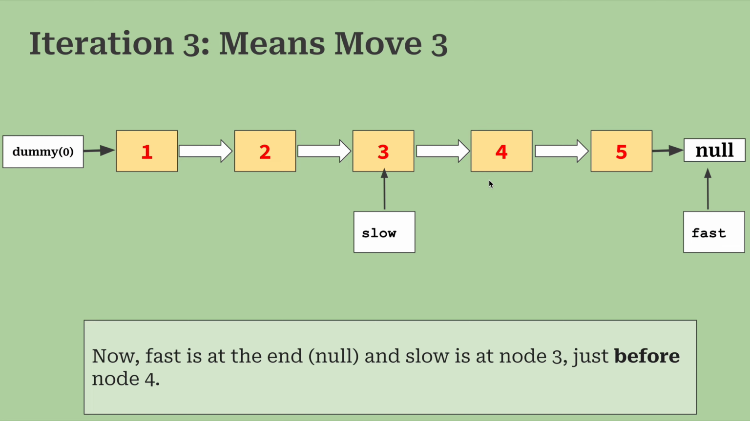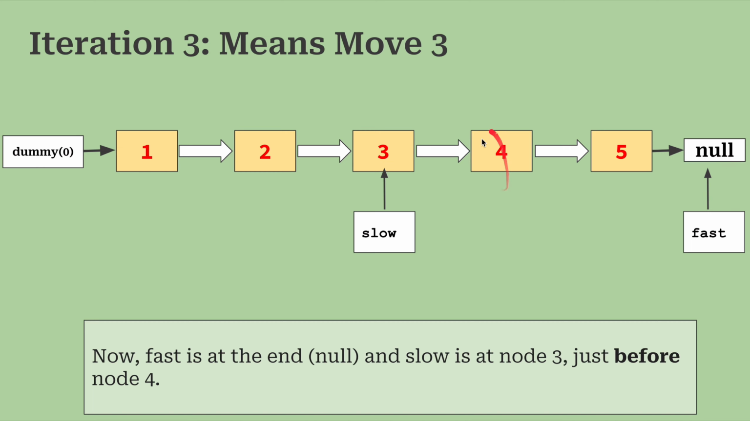So in the third iteration, means move 3, the fast pointer reaches the null, right? So until we reach the end, null will keep moving, okay? This is a smaller list, but if you have a bigger list, still you have to move until the fast reaches the end, that is null.